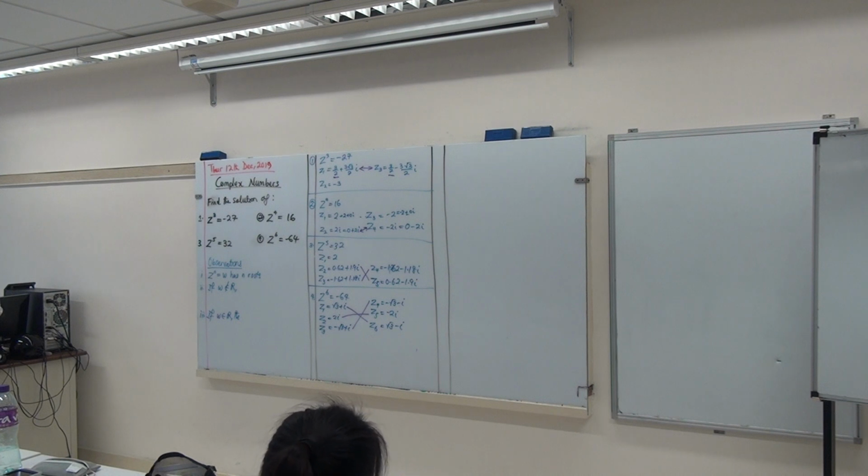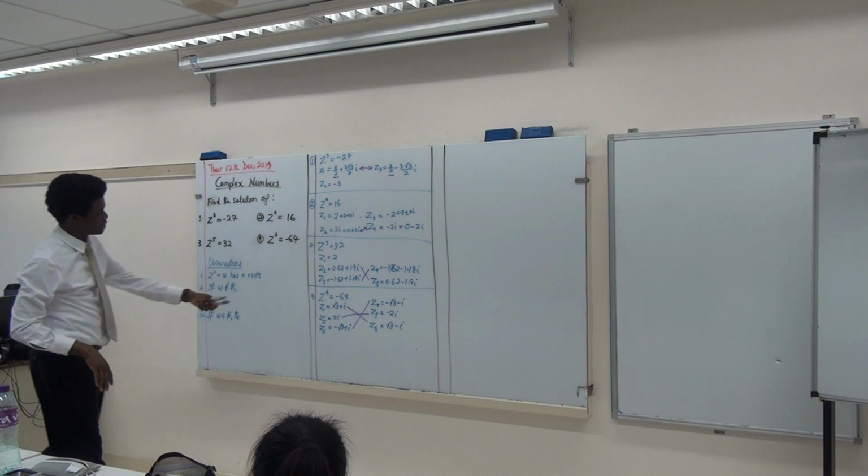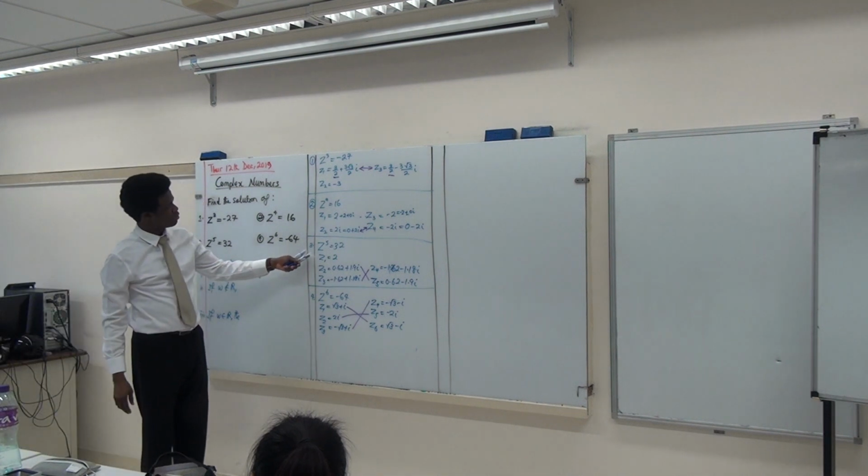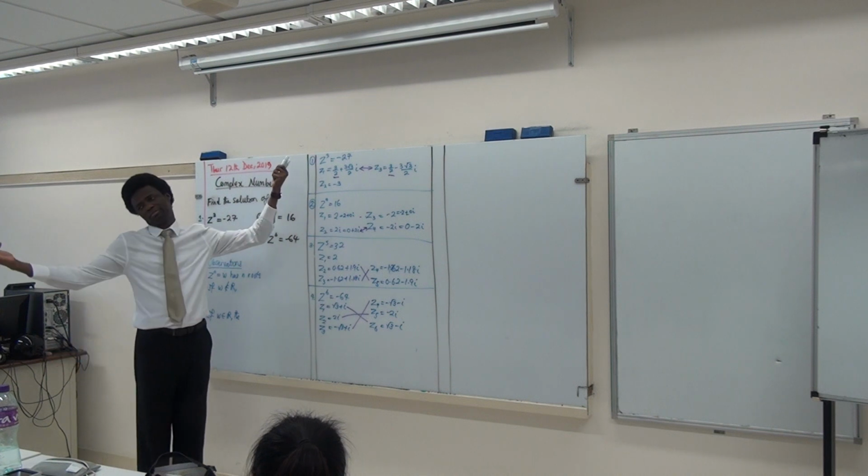A general statement that works for all situations. When the power of z is odd, Z1 will not have a conjugate. What do you mean Z1? Anything could be Z1. No, it doesn't work.